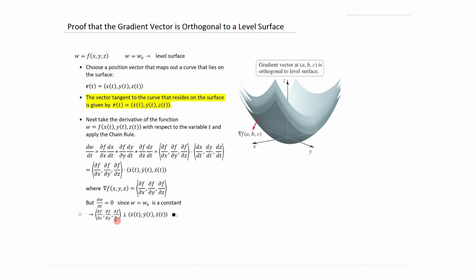Why is this 0? Because on the left-hand side, dw/dt equals 0. So the fact that the dot product is equal to 0 means that the two are perpendicular to each other.